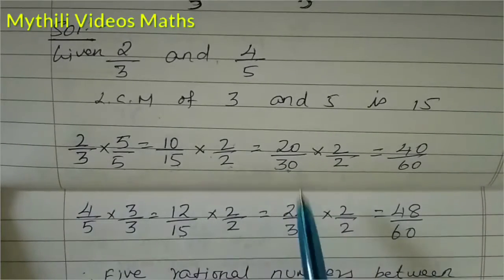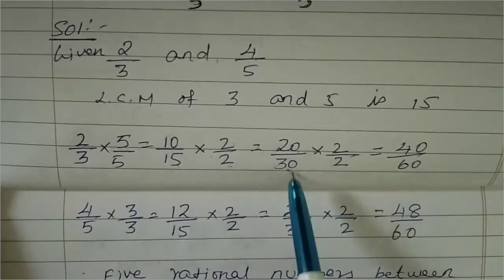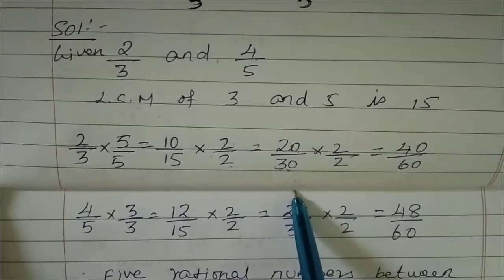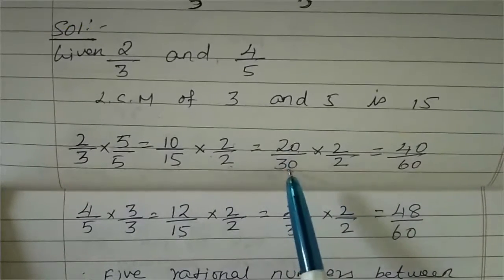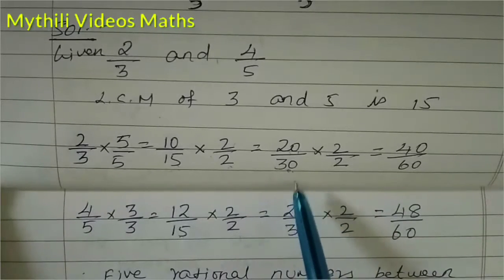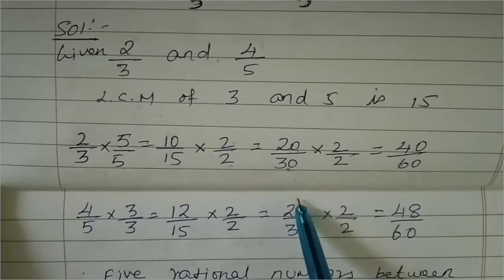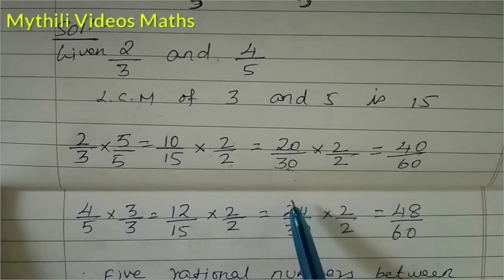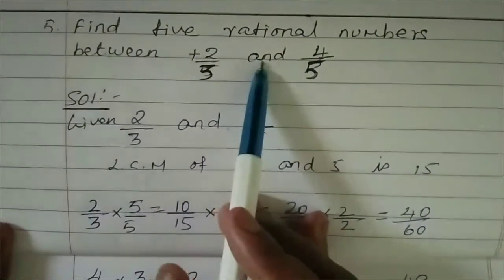Again just count in between how many numbers are there. 20, after that 21, 22, 23, then 24. We can't take these two numbers, 20 by 30 and 24 by 30. In between values only we have to take. So after 20, 21, 22, 23, only 3 numbers are there. But how many numbers do we need? 5 rational numbers we need.